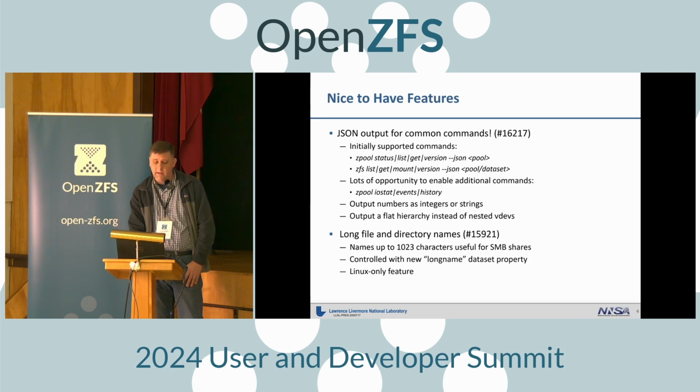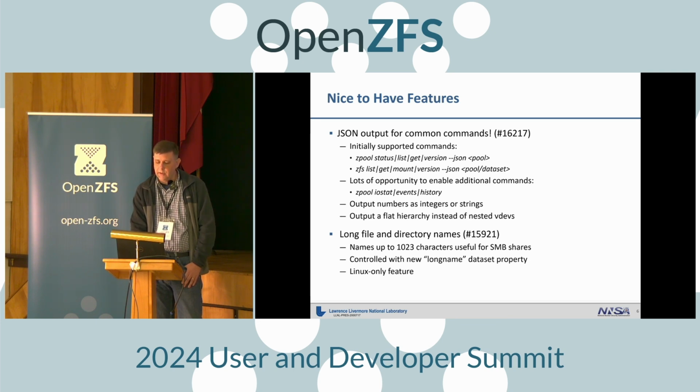Another nice to have that was recently merged too was long file name and directory support. So this is something that's maybe not as useful if you're using the file system directly on Linux or FreeBSD, but if you're using it through something like a Samba share, or you're embedding Unicode characters, you actually run up against that. The previous limit was 256 characters. You could actually run into that quicker than you'd expect, depending on your file names. So that's now been extended to almost a kilobyte.